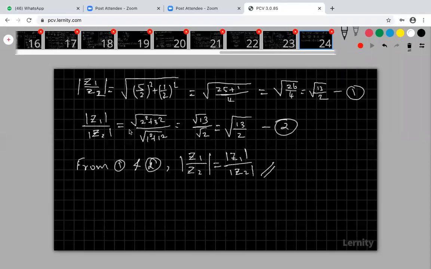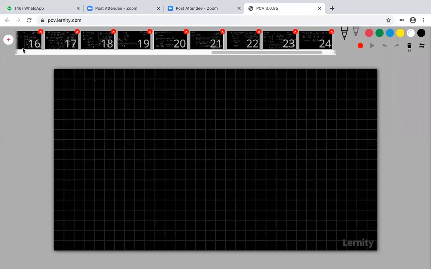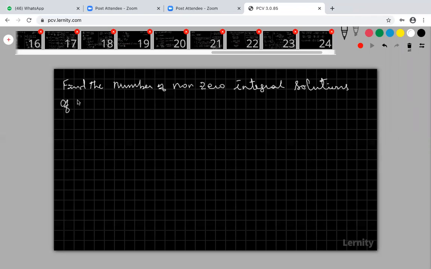So yesterday I gave one problem. What is the question? Find the number of non-zero integral solutions of the equation modulus of (1 minus i) power x equal to 2 power x. Am I right about the question? Yeah, very good.